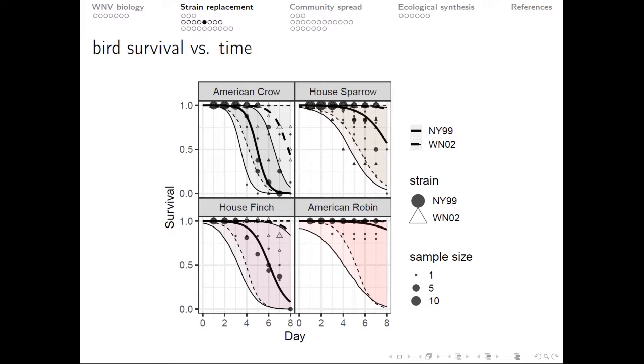This is bird survival, so we fitted a logistic curve with a complementary log-log link to get a survival curve. And you can see that American crows die, a lot of them die pretty quickly. American robins survive quite well. The confidence intervals are very wide. You can see that New York 99 kills crows quite a bit faster than WN02. But the confidence intervals are wide and overlap a lot. So this is what we think the difference is, but the difference could go in the other direction based on the data we have.